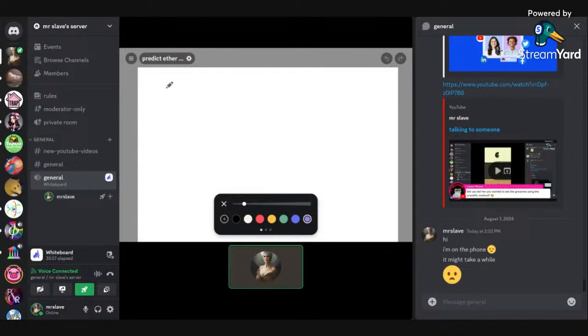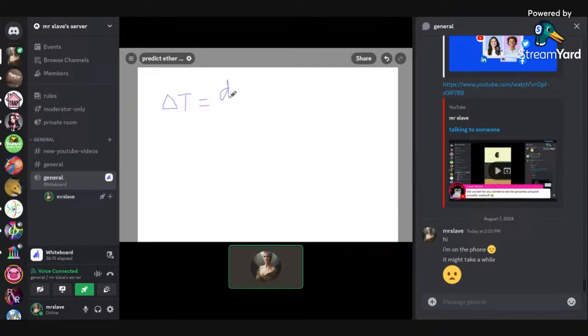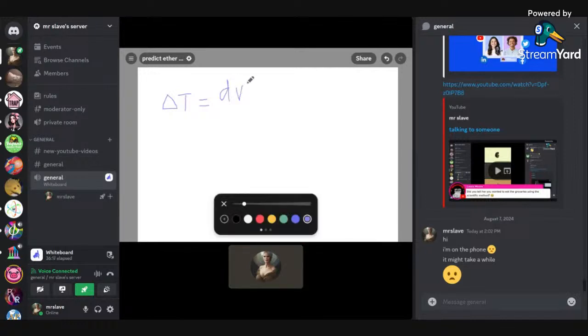So, time difference. I would say delta t, the time difference. How is that useful? Let's write it down. It's d v squared over c cubed. How does that help us? The difference in time. How does that help us?